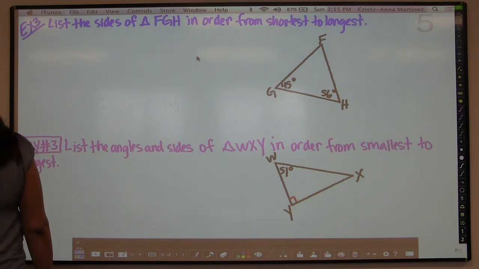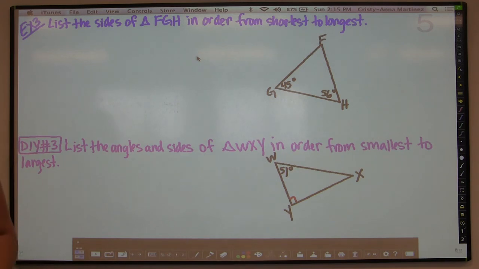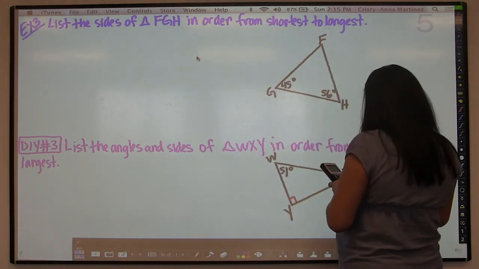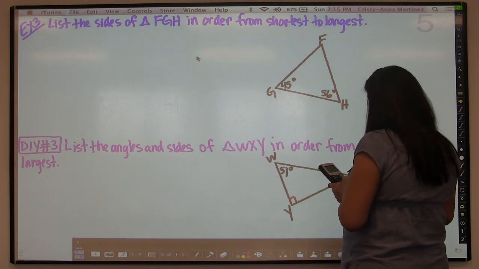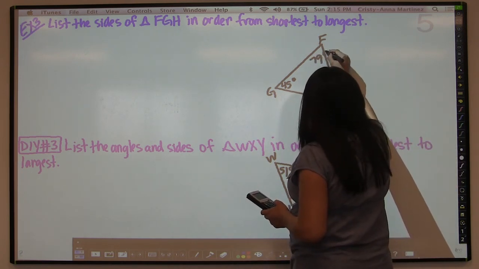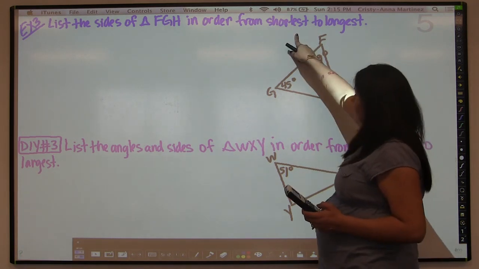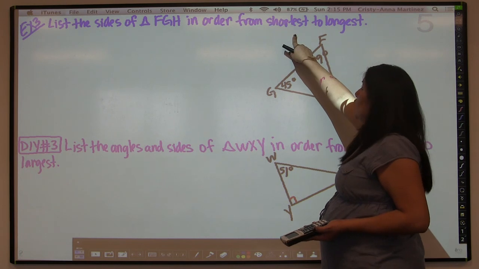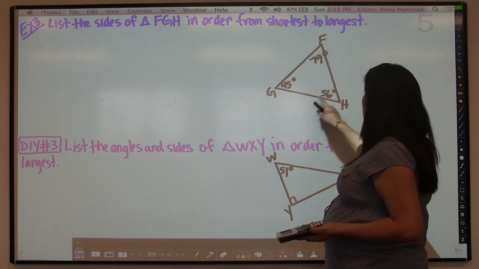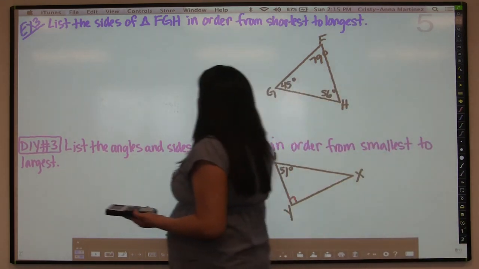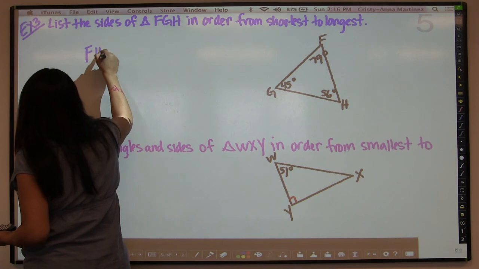So the sides are always going to be opposite the angles. So the first thing we have to do is figure out what angle F is. So we'll use the fact that all three angles should add up to 180 and subtract 45 and subtract 56. And this angle here is 79. Now that we know that, we can determine that the shortest side is going to be opposite the smallest angle. So the smallest angle here is 45, angle G, and opposite angle G is FH. So the shortest side is FH.